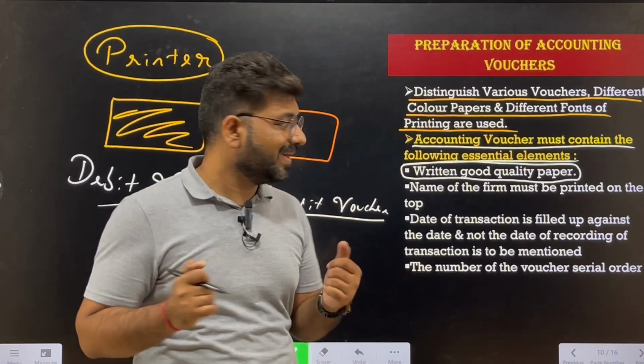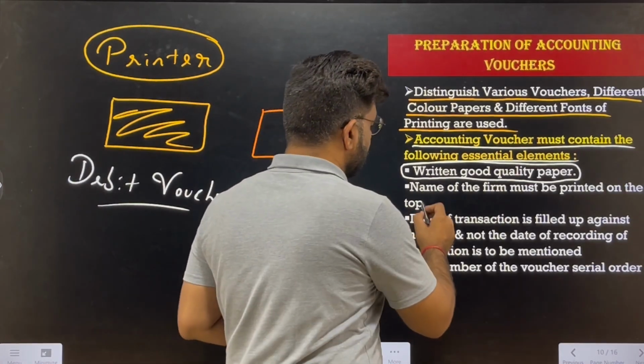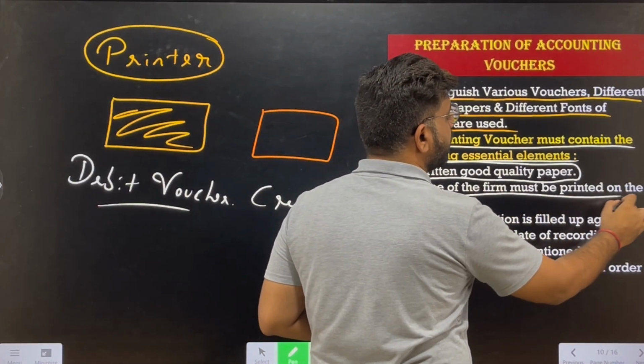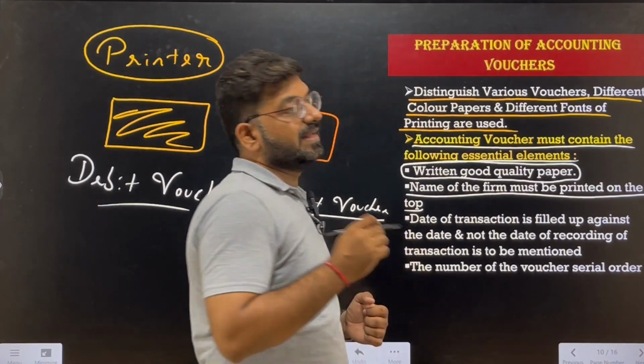Next, apart from that, the name of the firm must be printed on the top. Exactly, the name of the business firm. We always see that the business firm's name is there on the top. If the business firm's name is not on the top, then we just can't say this is of our business. The name should be there on the top of that particular voucher.